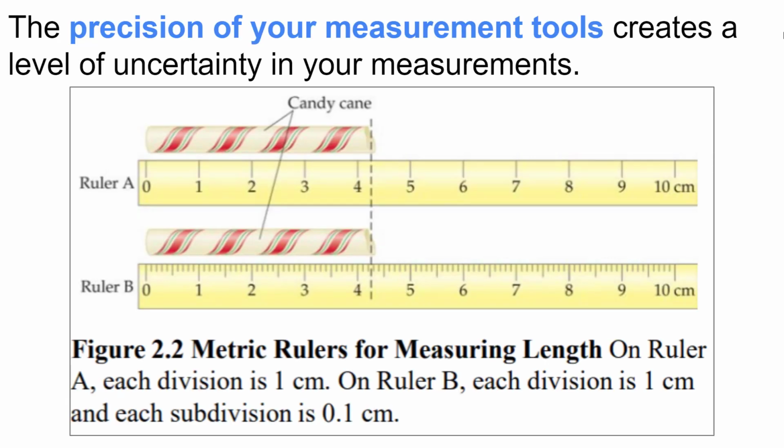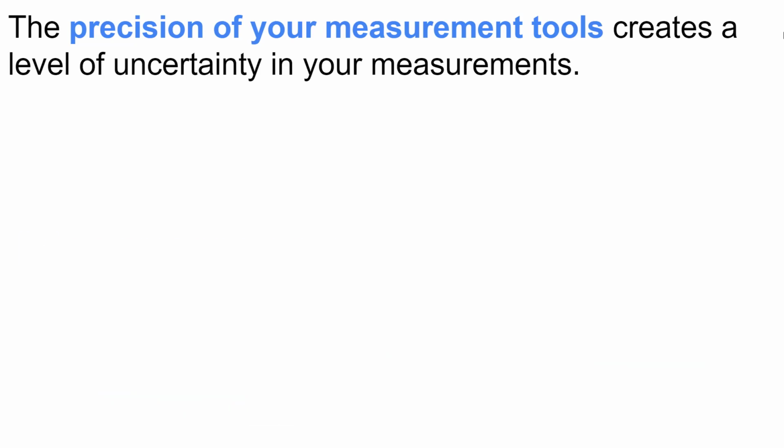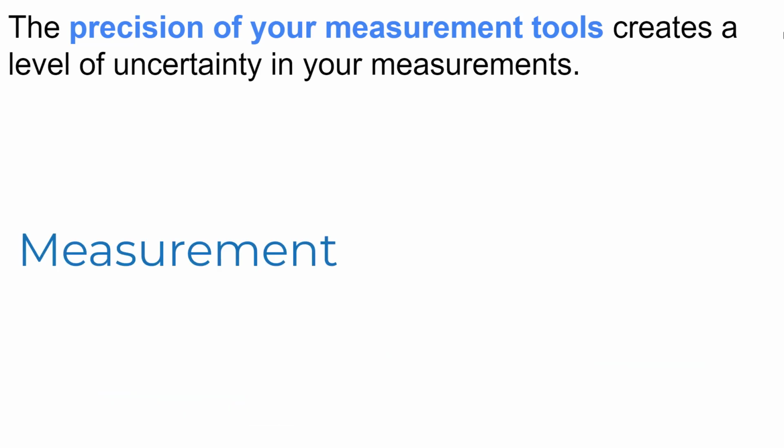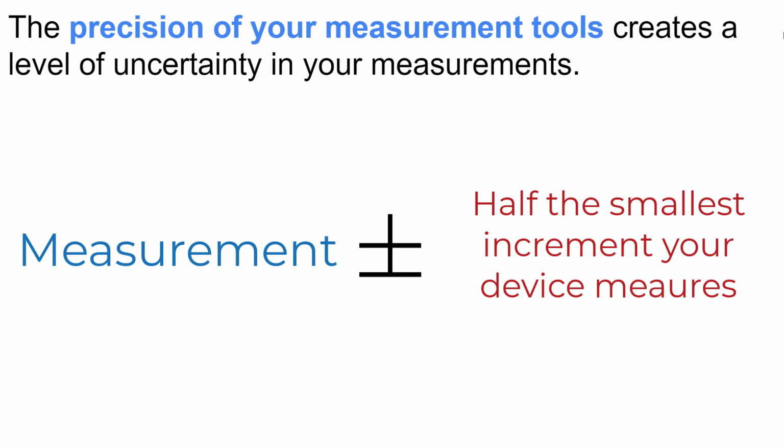Now, to report these measurements scientifically, we must report the measurements with the precision of the device taken into account. There is a specific format we use in science to report the measurement and its uncertainty. The format is to write the measurement that you are certain of, plus or minus half the smallest increment your device measures. So what does this actually look like?